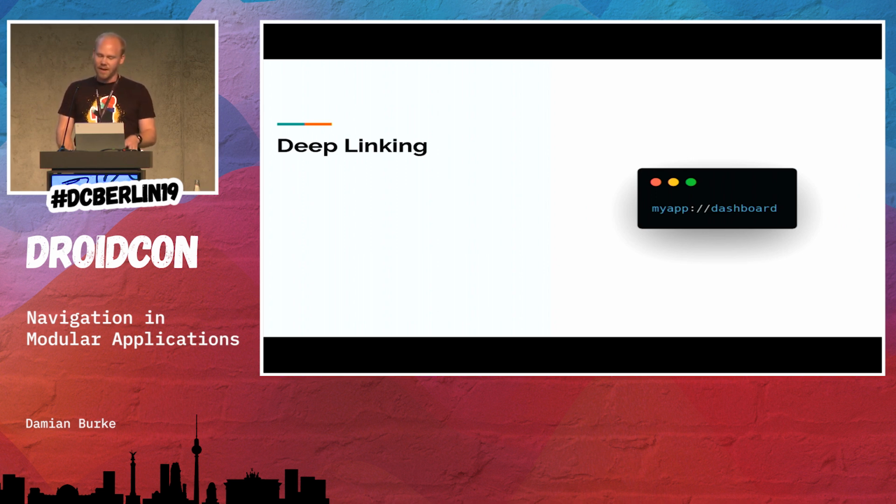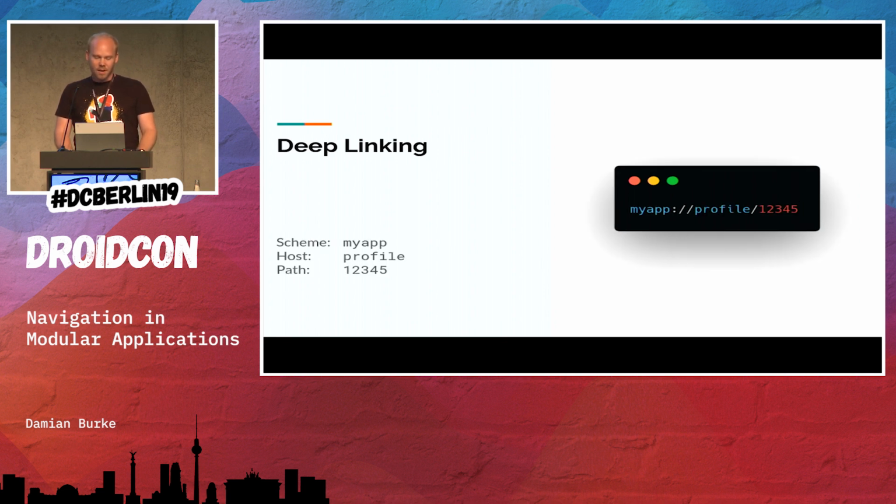So in this case, I defined my app scheme for my app. And we can also add more information to the deep links. For example, here we look for a profile with an ID. That works as well. You can also use query parameters or fragments in the URI. So it works just like a normal URI works.